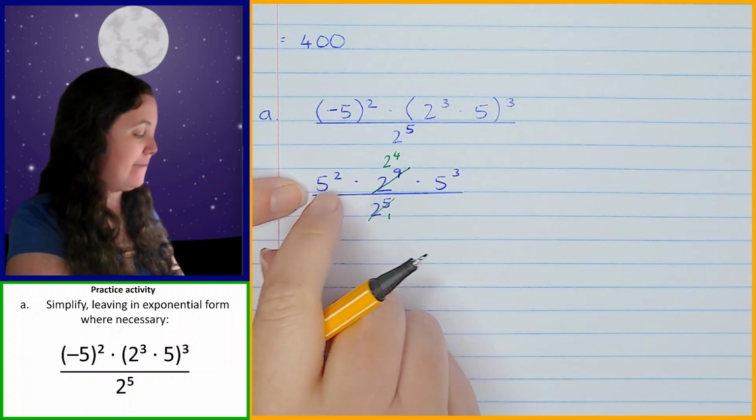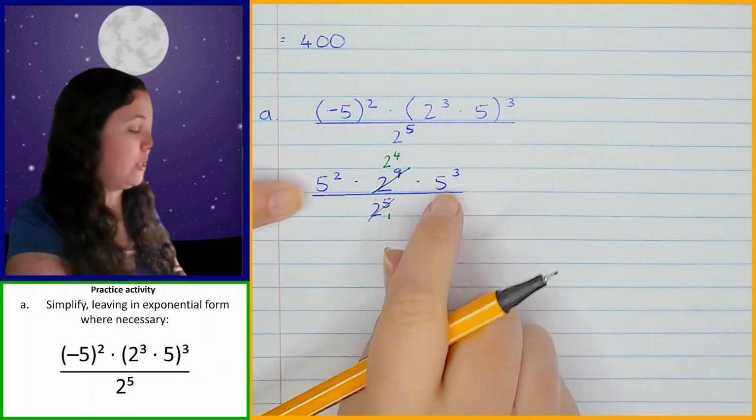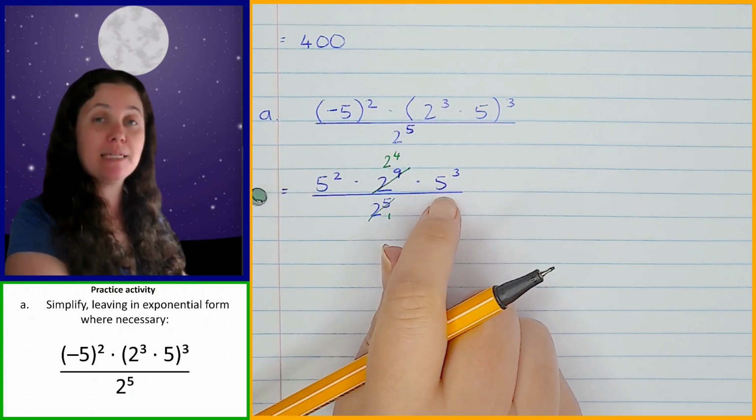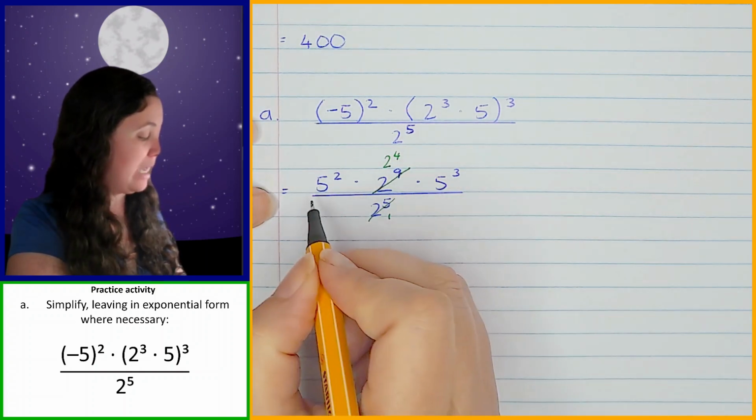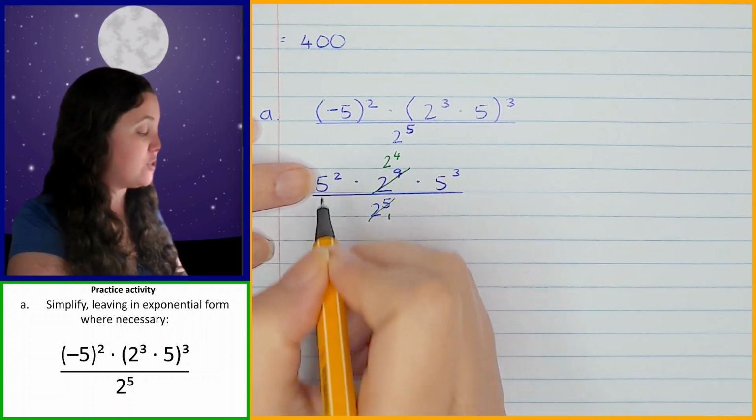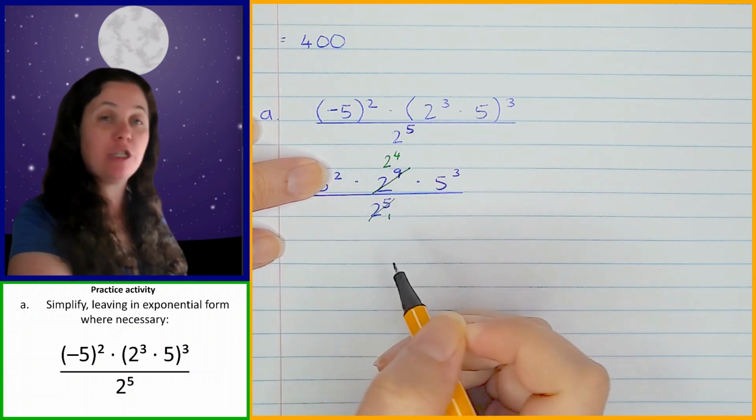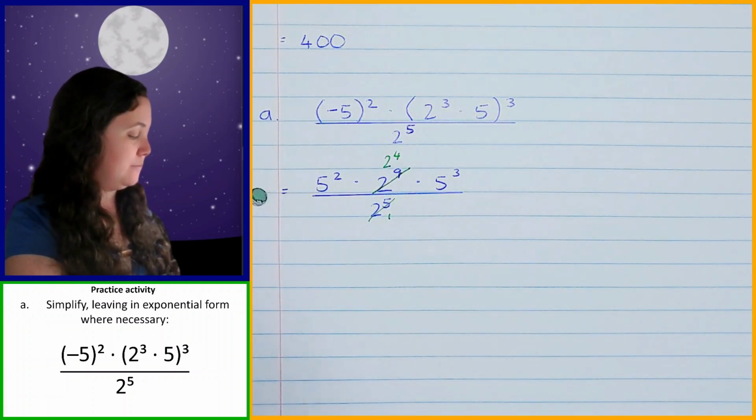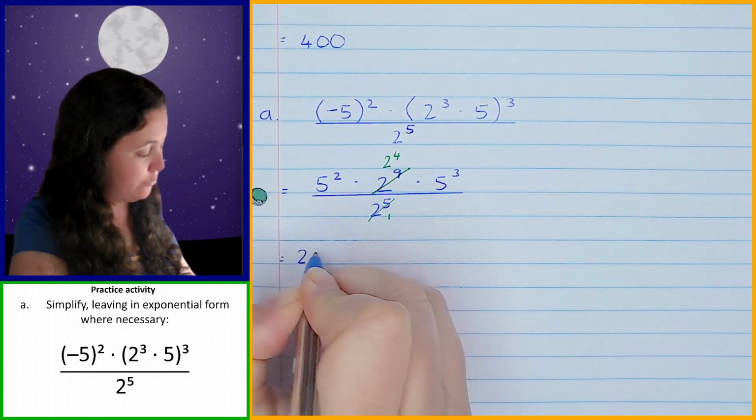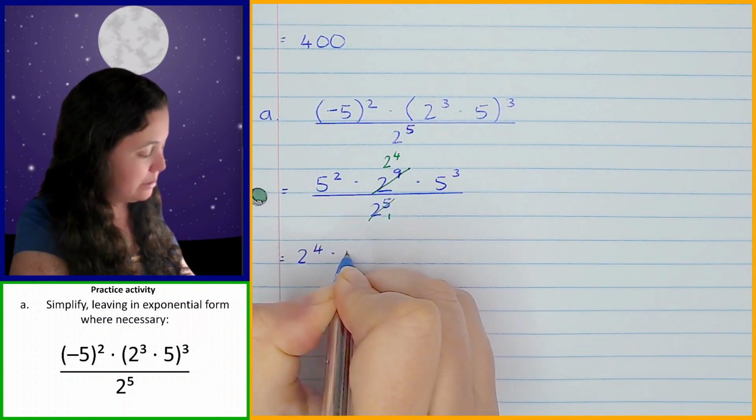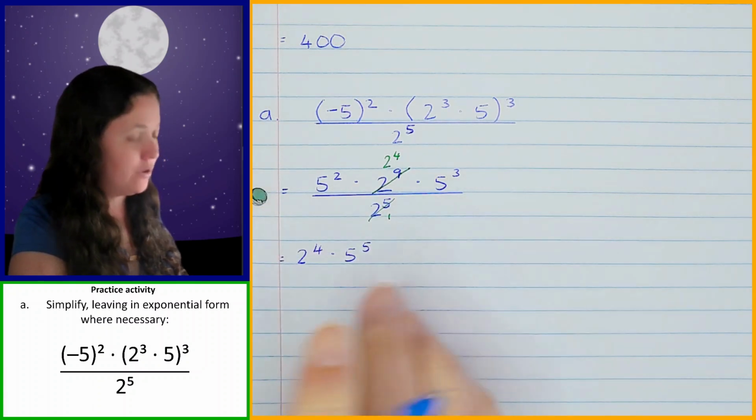Then I also need to look at my 5. So I've got over here 5 squared and 5 cubed. If I multiply them together, the base is going to stay the same, but I need to add the exponent. So it's going to be 5 to the power of 2 plus 3, which is 5. Okay, and that's going to give me 2 to the power of 4 times 5 to the power of 5.